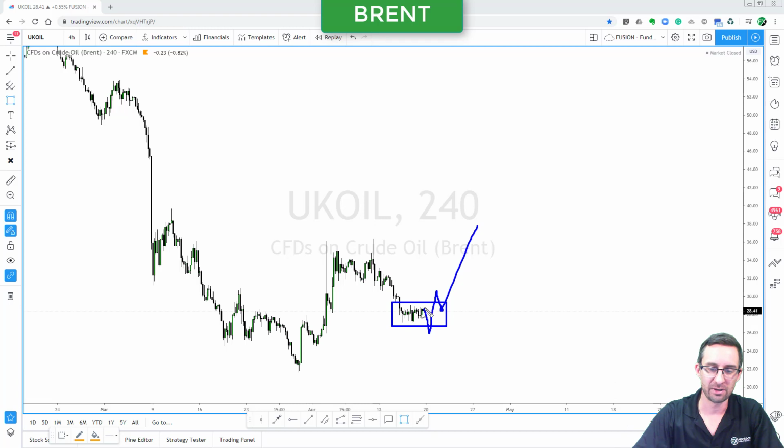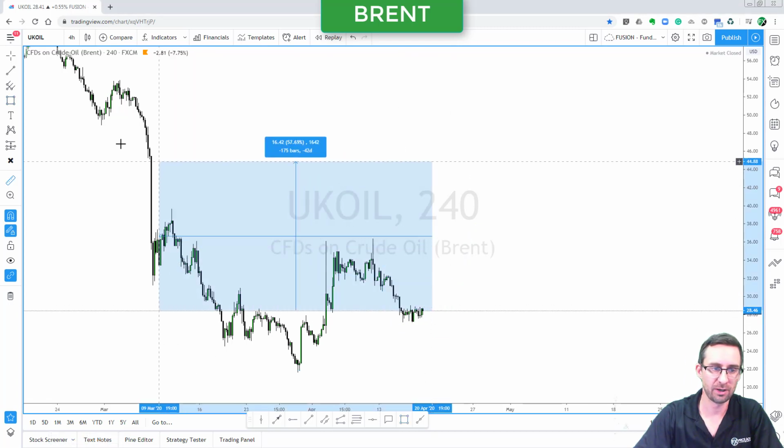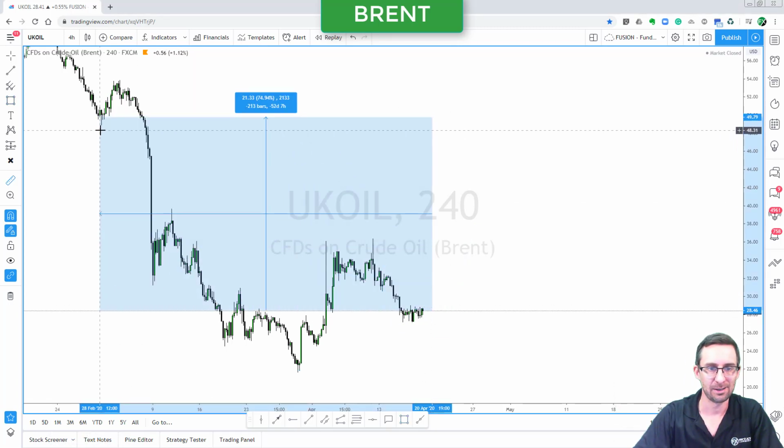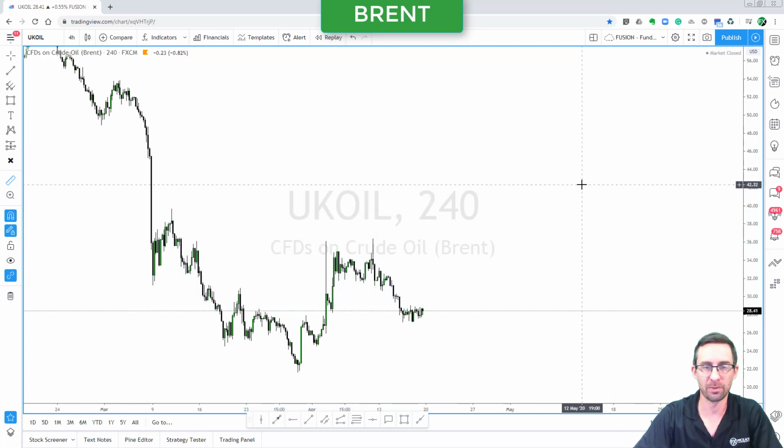Now it's important to wait for this, because if this consolidation just breaks lower, we might go and create new lows on this pair. But if we do have a bit of a reversal pattern, then I'll definitely take this long. If I measure this target, that's potentially a 70-75% bounce on oil, so quite a big move that we are expecting.